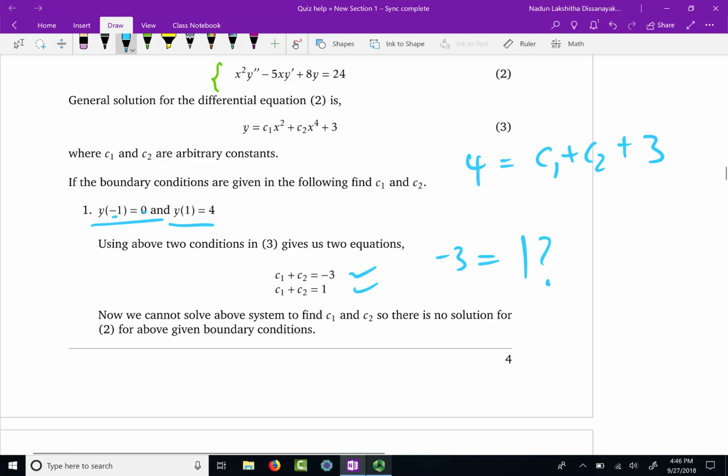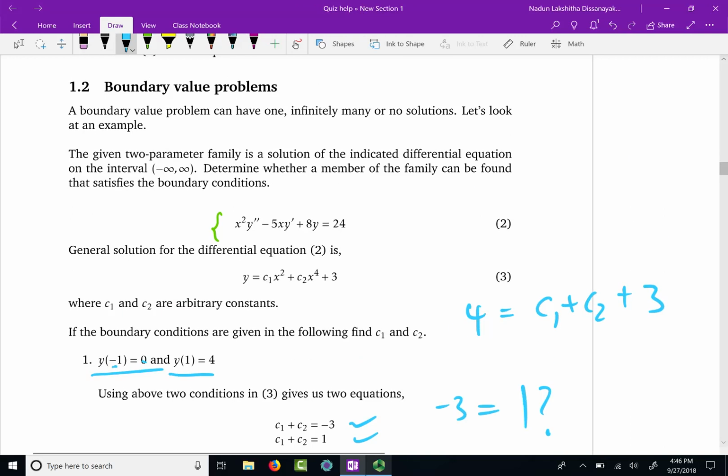What does it mean? It means for this differential equation and this solution, you cannot find a unique solution for these boundary conditions. The boundary conditions are not good enough. How many solutions do we have? We still have infinitely many solutions because we don't know C1 and C2; they can be many things. But for these boundary conditions, there's no solution. So we started with infinitely many solutions, but using these boundary conditions, we do not have a solution.